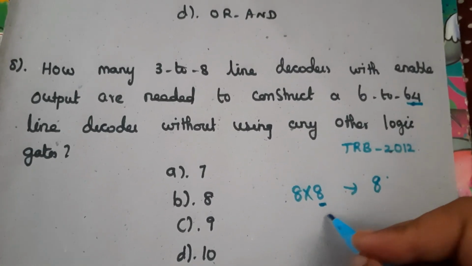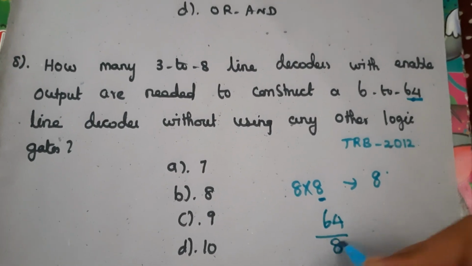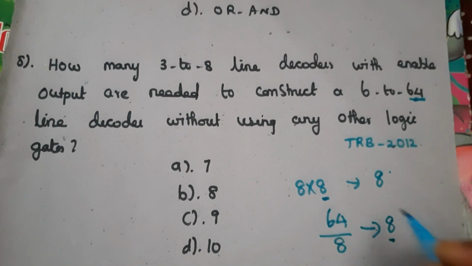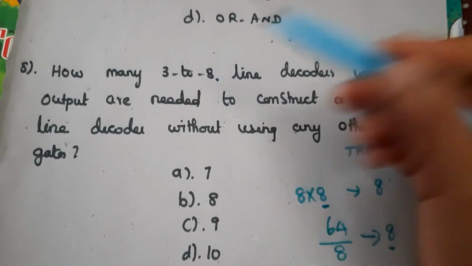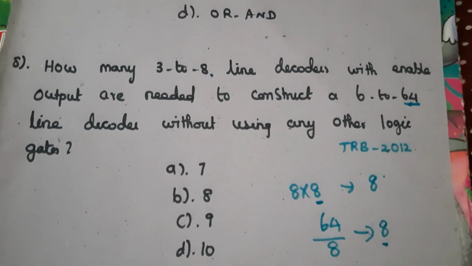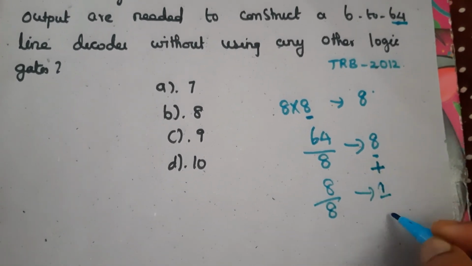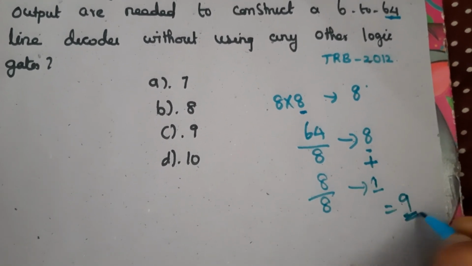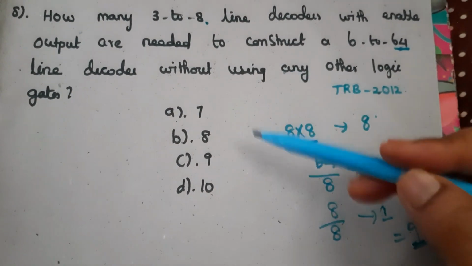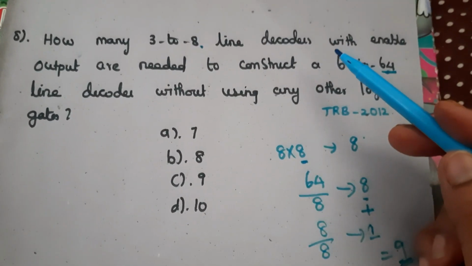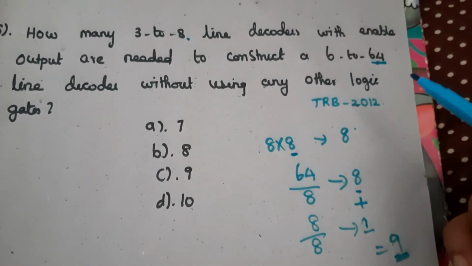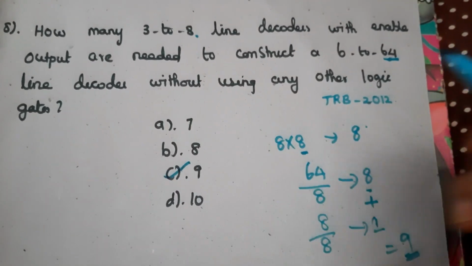Another method: 64 divided by 8 gives 8, and also this output, 8 divided by 8, will give 1. So if you add 8 plus 1, that is the decoder needed to realize the 6 to 64 decoder. So here the answer is C.